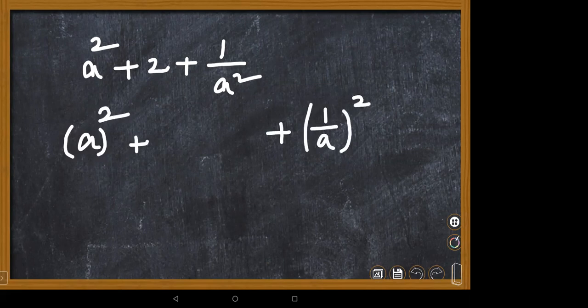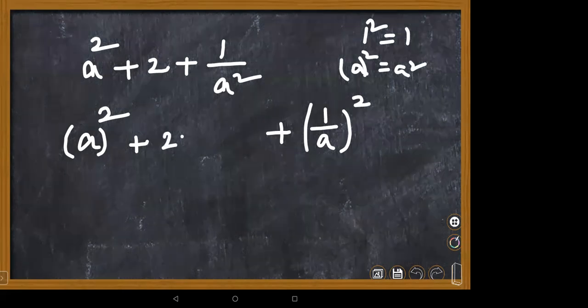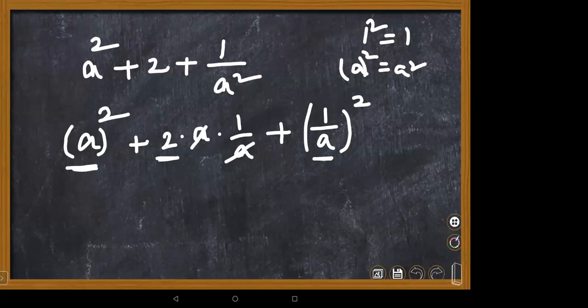Why? Because 1 square can be 1 only. A whole square can be A square. So 1 by A square can be written as 1 by A whole square. 2AB, the middle term is always 2AB. 2 into A into 1 by A. 1 by A, so A gets cancelled. What will you get here? 2 only. So it matches our question. So we can use our identity.